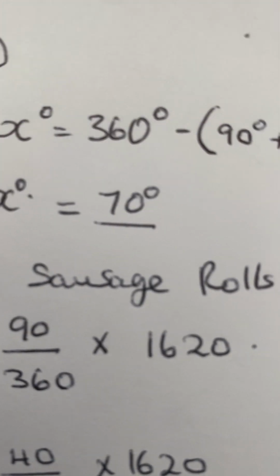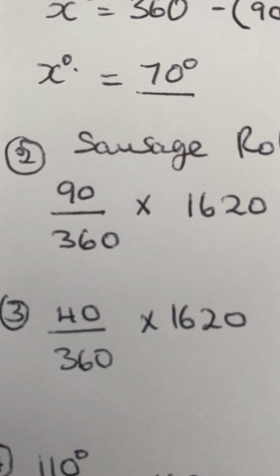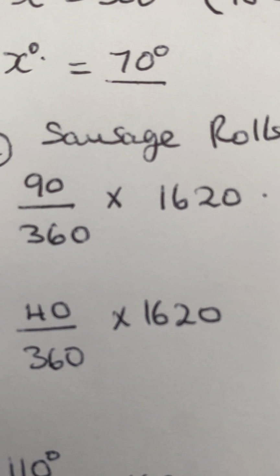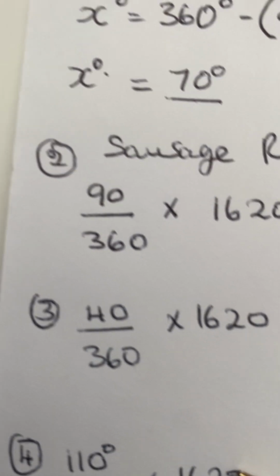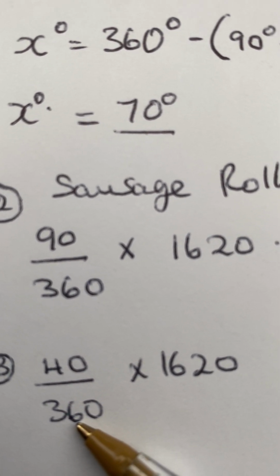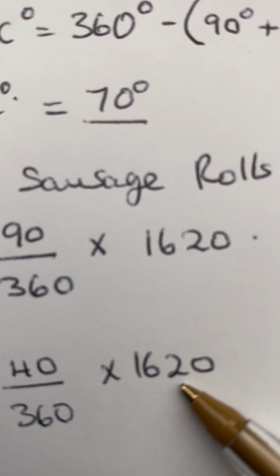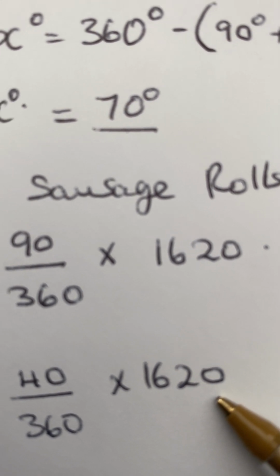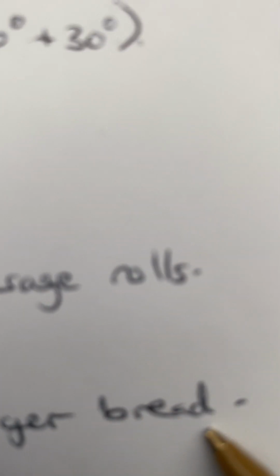So 40 degrees divided by 360 times 1620. So if you do 40 divided by 360 and then you times by 1620, you should get 180 gingerbread.